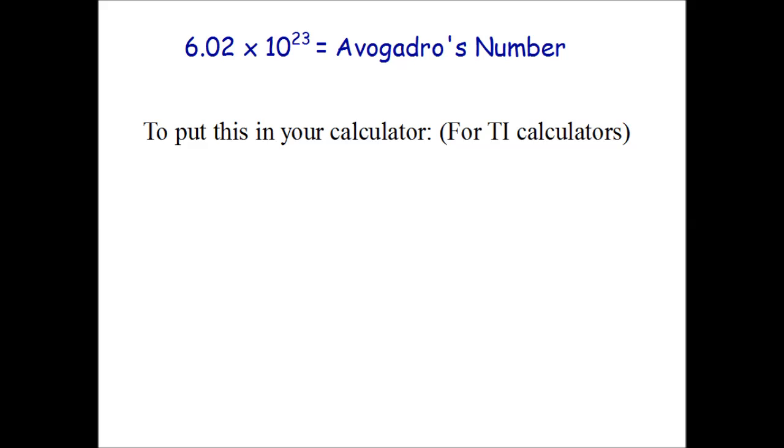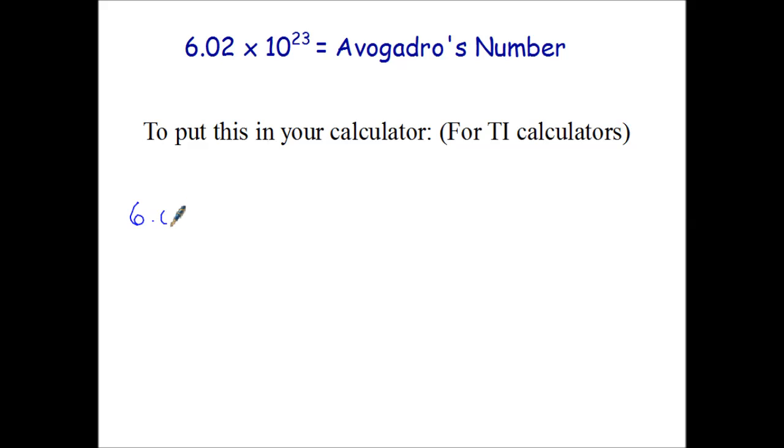All right, we call this Avogadro's number. Okay, the 6.02 times 10 to the 23rd is called Avogadro's number. Not avocado, but Avogadro. All right, and we haven't practiced doing scientific notation in our calculators for a while, so I'm going to show you once again how to put this into your calculator.